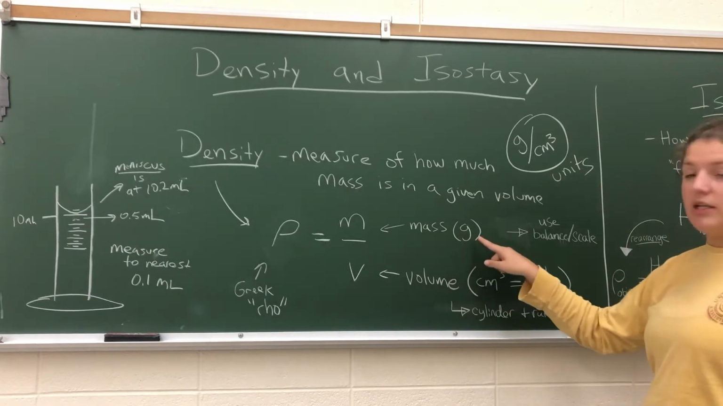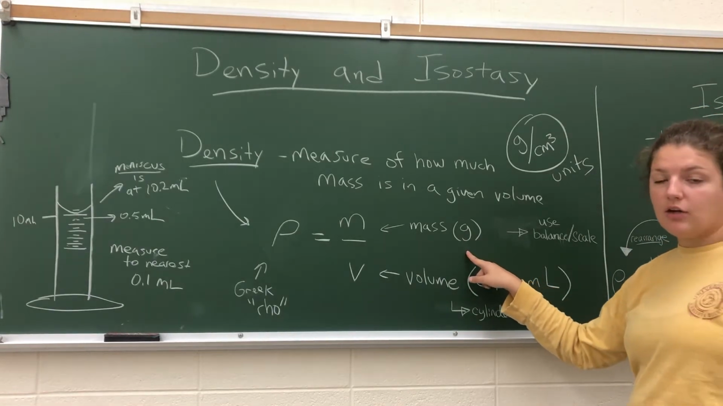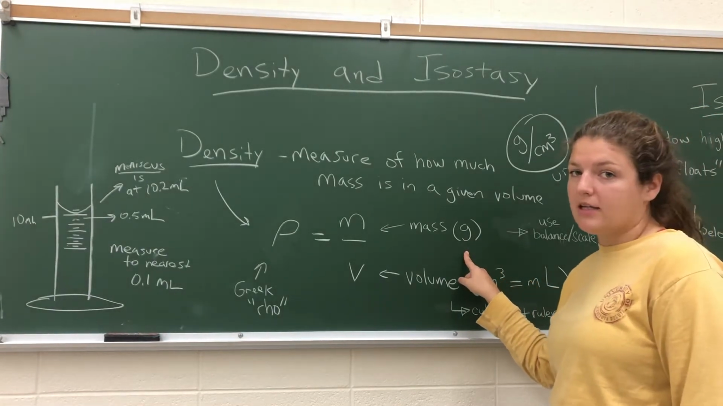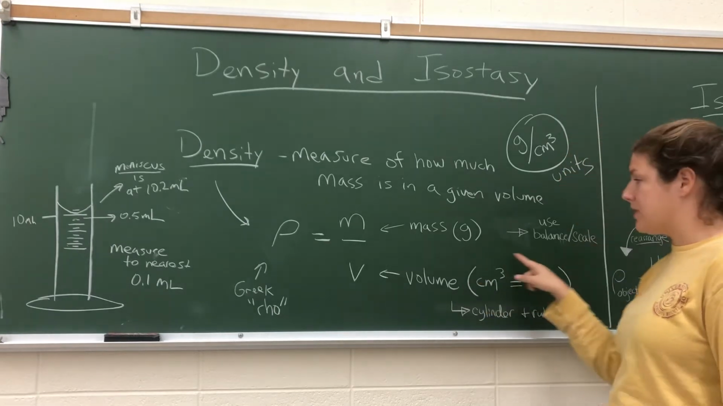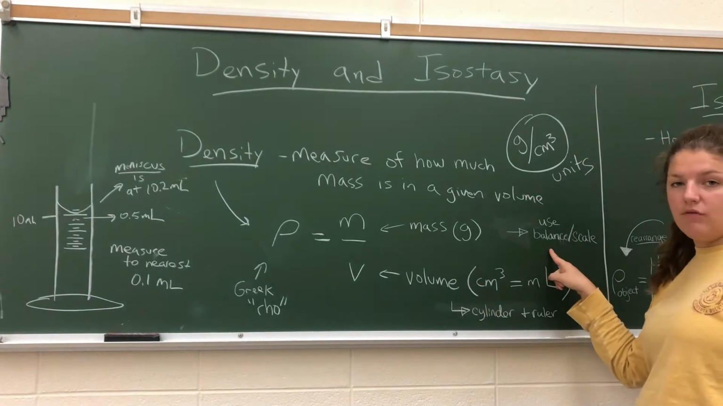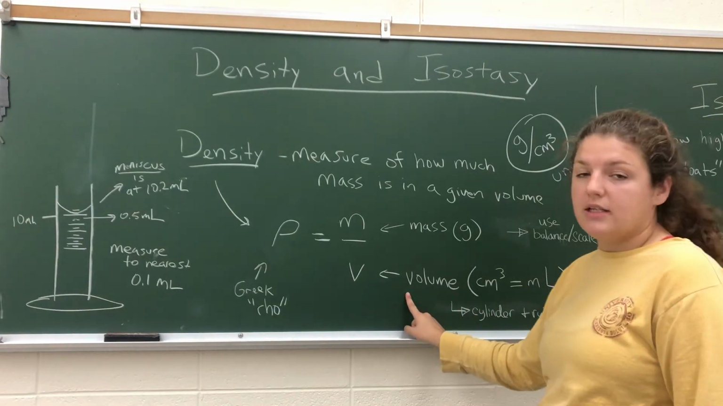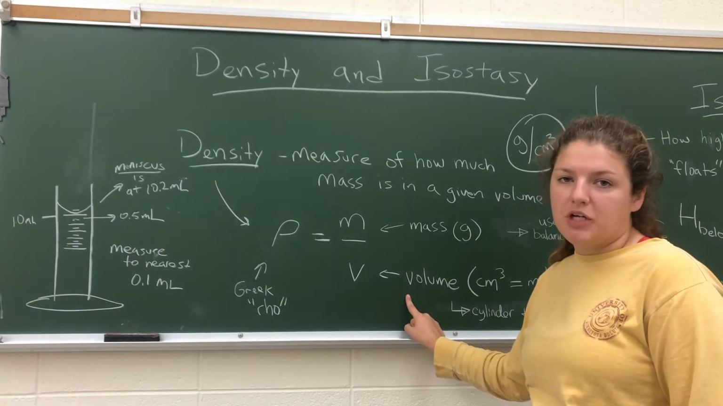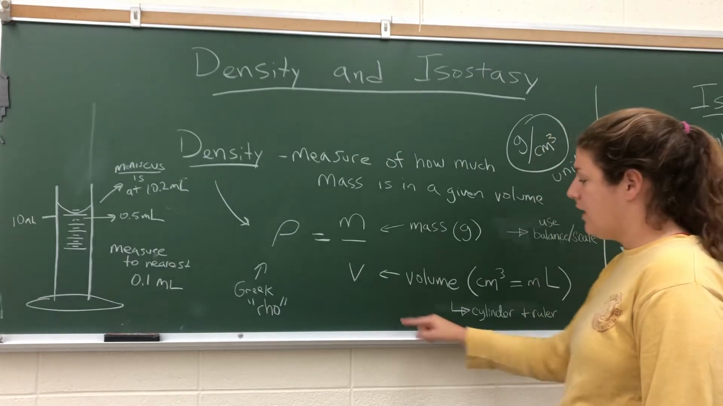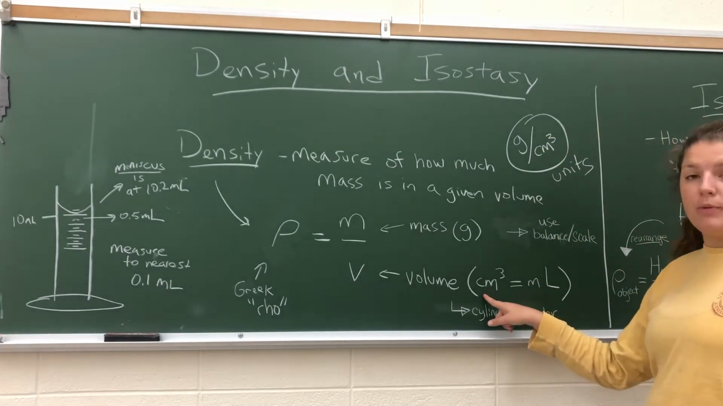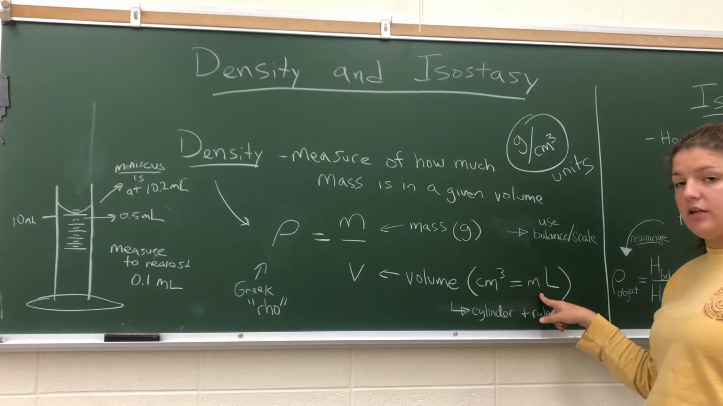Mass is given in units of grams. So today in your lab, what you're going to do to solve for mass is put objects onto a scale or a balance, and it'll give you a unit in grams. Volume is the amount of space that an object or a fluid occupies. It can be given in units of cubic centimeters or milliliters.